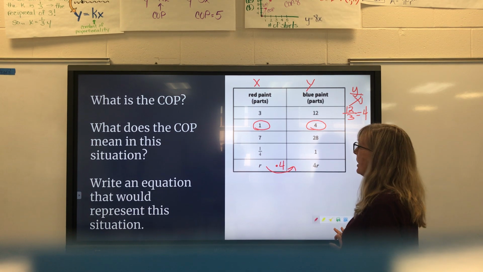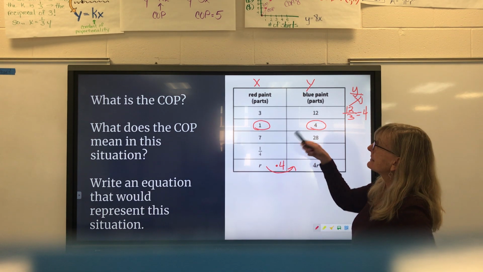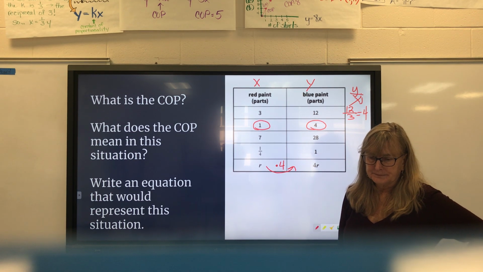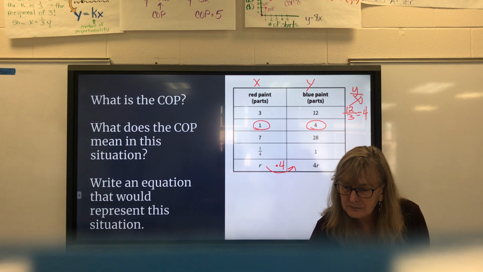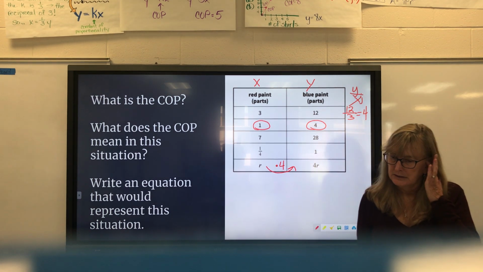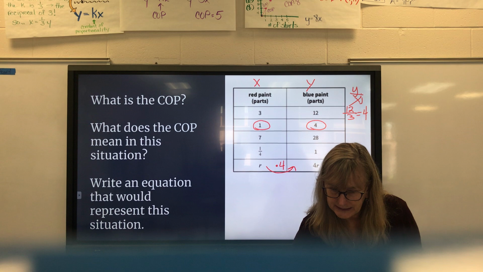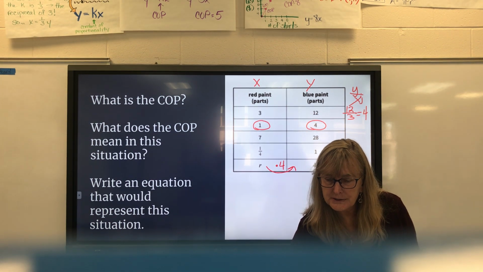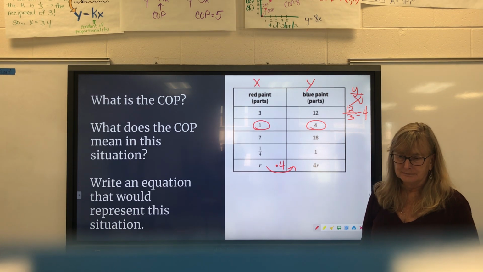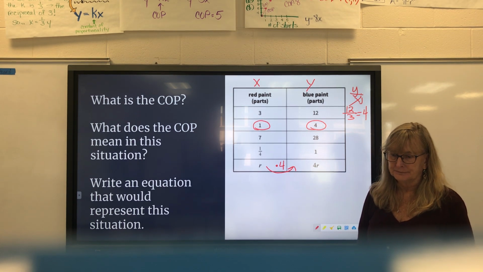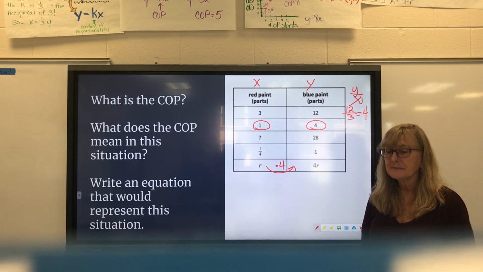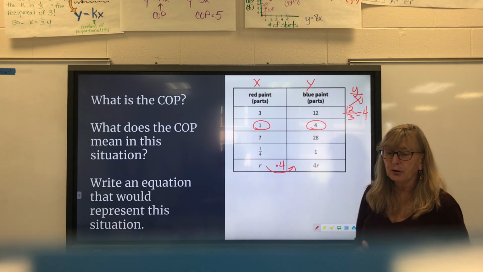All right, so what does the COP mean in this situation? What does that 4 mean? Chloe, what does the 4 mean? It's the constant of proportionality. It is. What does it mean in terms of this problem? 4 what? It means that you multiply 4 by the red paint. Right. To equal the blue paint. No, to get the purple paint.